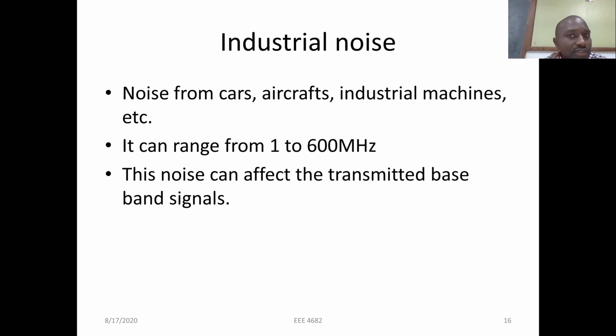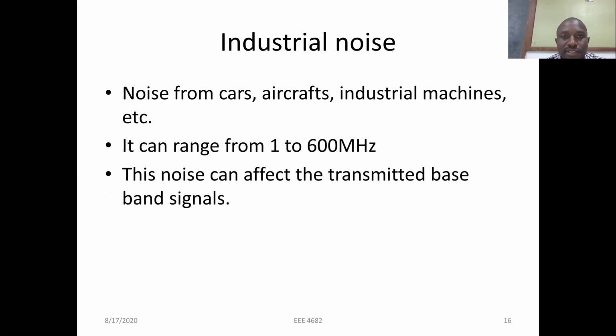Next, we've got industrial noise, which is another example of external noise. This is noise from cars, aircraft, and industrial machines. It can range from 1 to 600 megahertz, and this noise can affect the transmitted baseband signal.